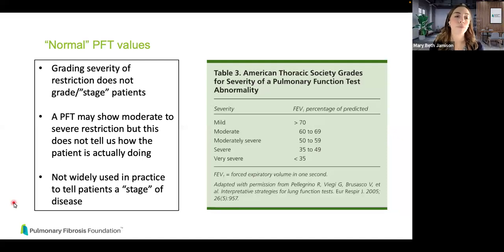So whenever we're grading the severity of a restriction, this doesn't necessarily stage patients. We don't use pulmonary function tests to really stage somebody because you might have somebody whose pulmonary function test might show, let's say, moderate to severe restriction, but symptomatically, they might not be feeling that shortness of breath. So symptoms can vary from our pulmonary function test. So it's not exactly useful to be using a pulmonary function test to give a stage to our patients in all cases.